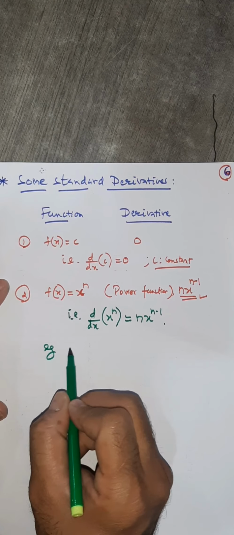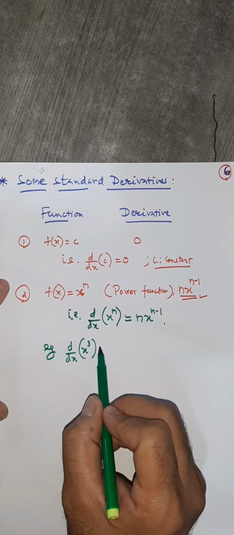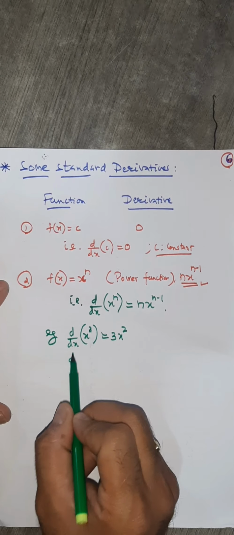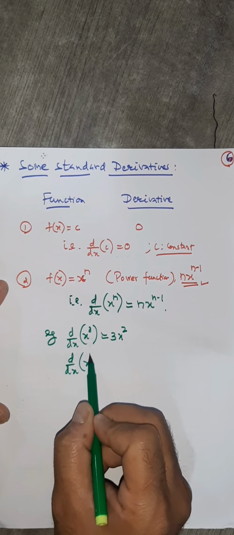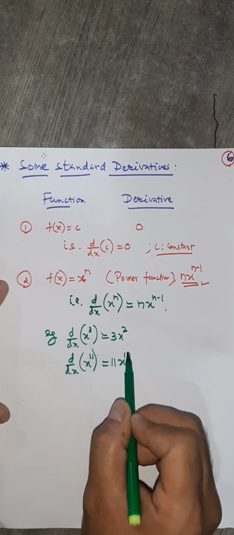For example, what is derivative of x cube? You now write directly. That was by first principle. 3, 1 less power, x square. What's derivative of x raised to 11? That is 11 in the product, 1 less power, which is 10.